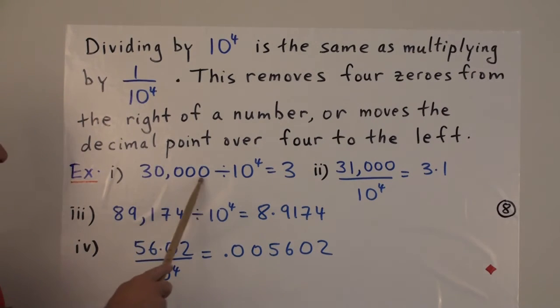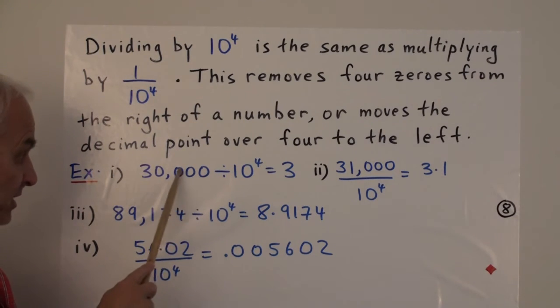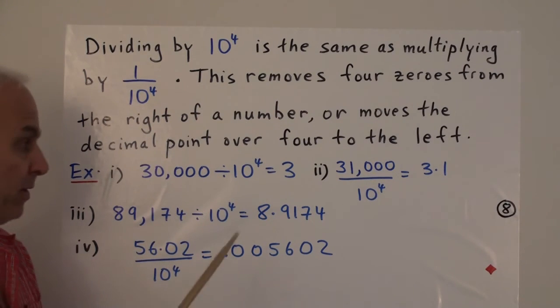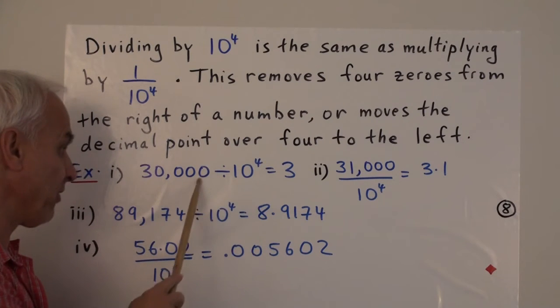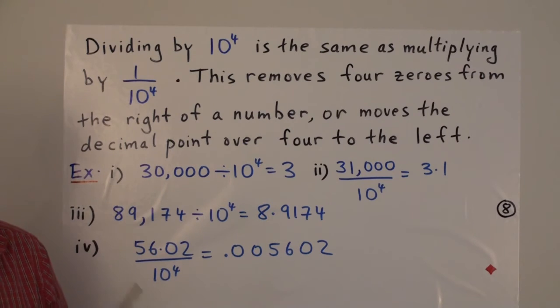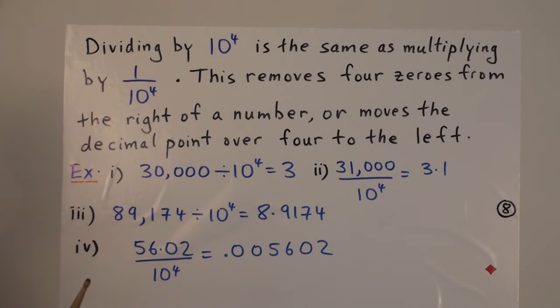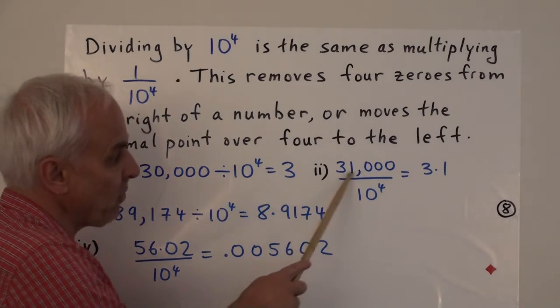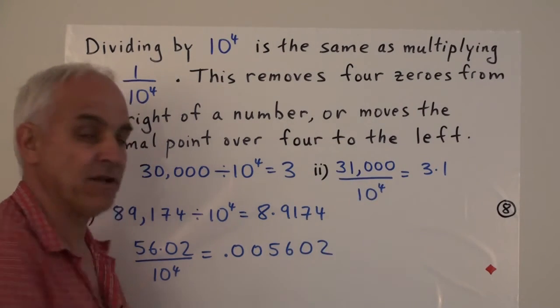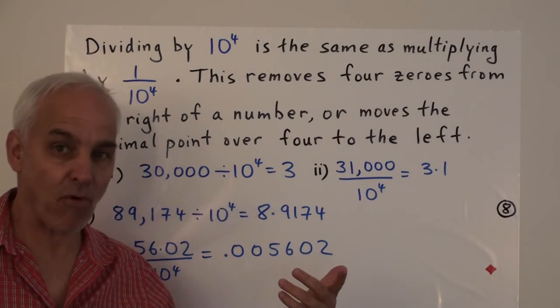So for example, 30,000 divided by 10 to the fourth. Here there are 4 zeros to the right. If we divide by 10 to the fourth, we remove those 4 zeros and we get 3. You can see that is the opposite of what we did with the multiplication. Similarly, 31,000 over 10 to the fourth means exactly the same thing as this. We're dividing by 10 to the fourth.